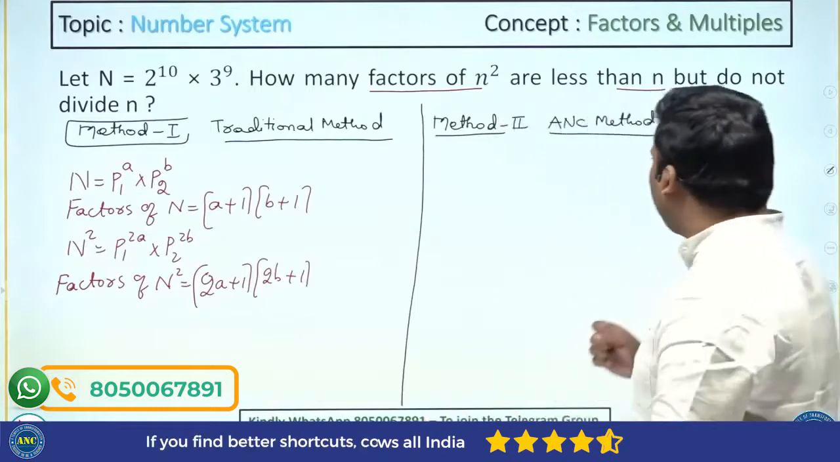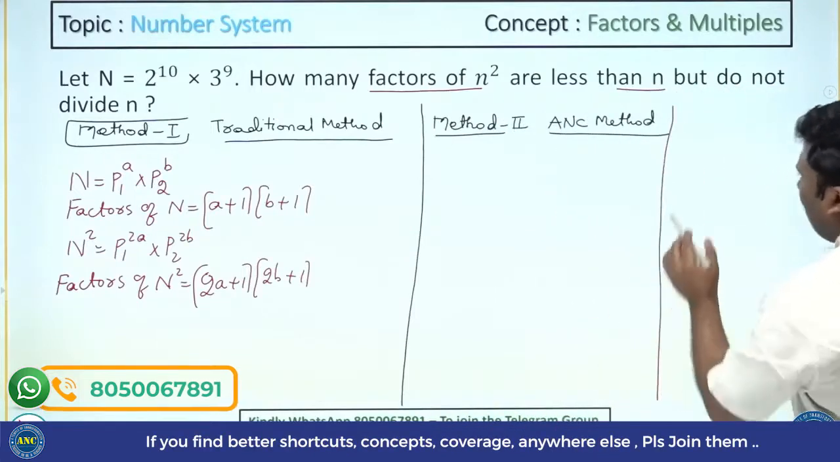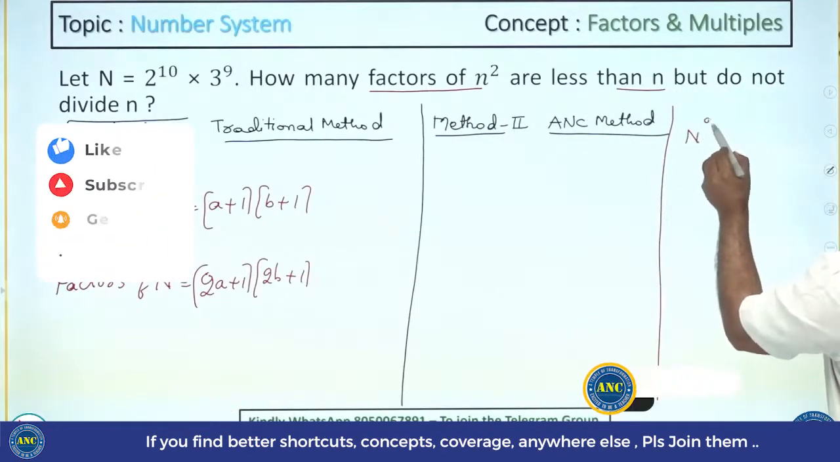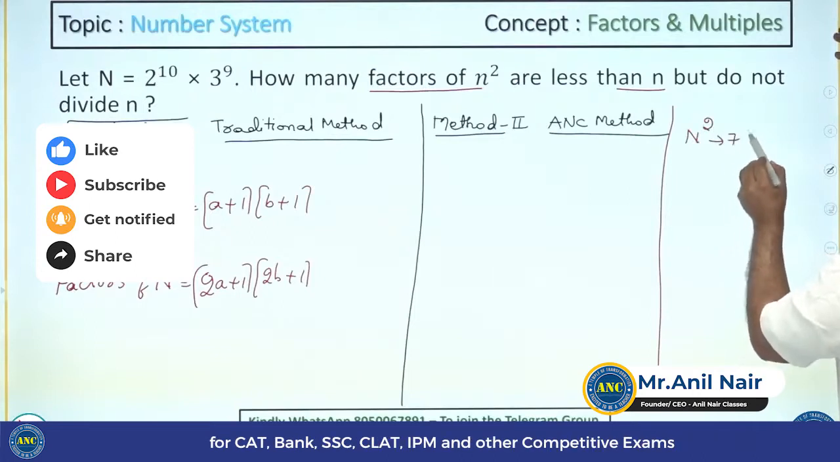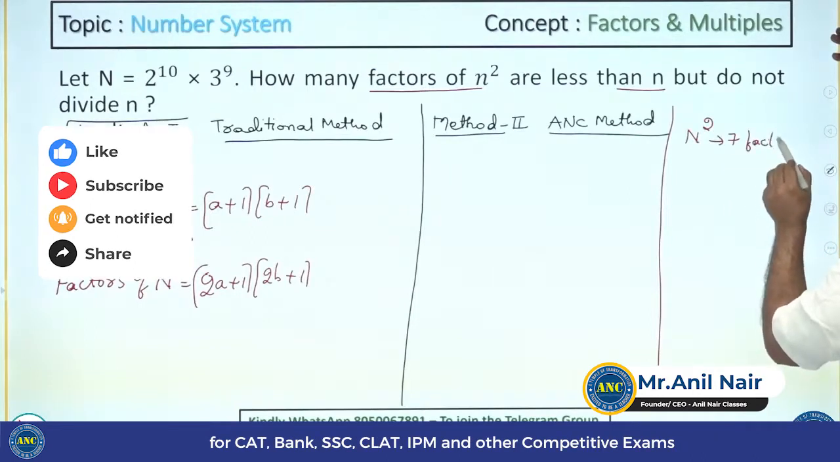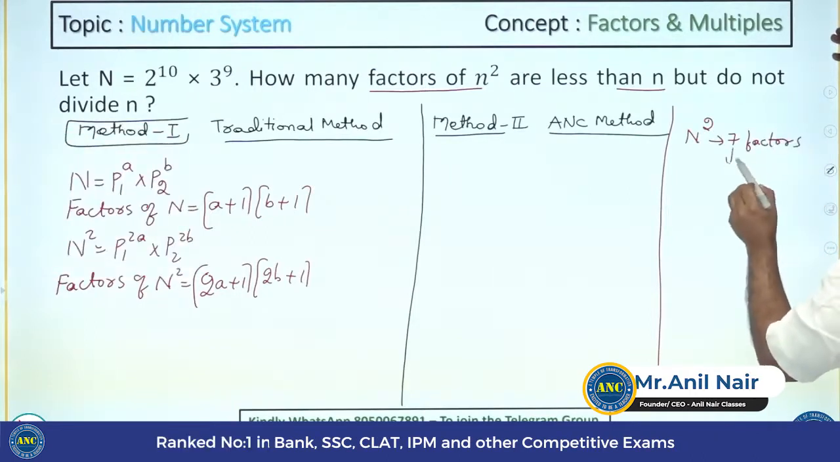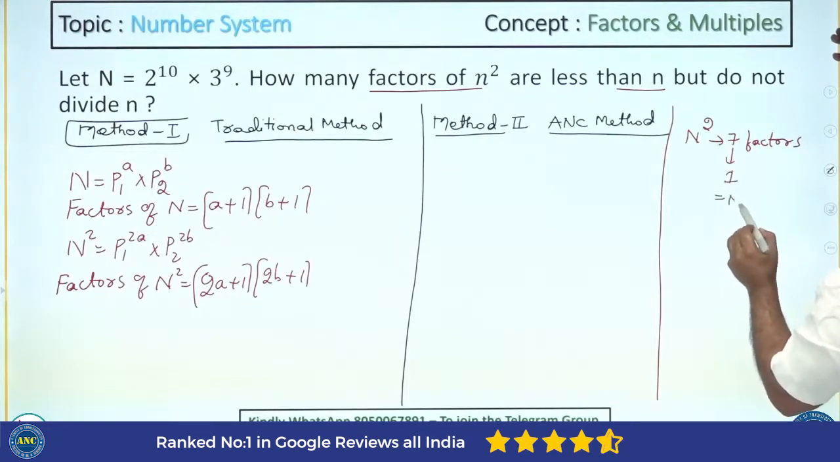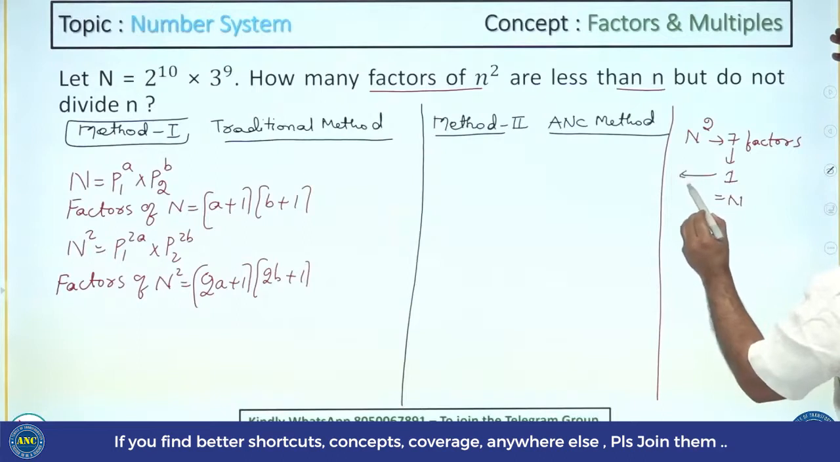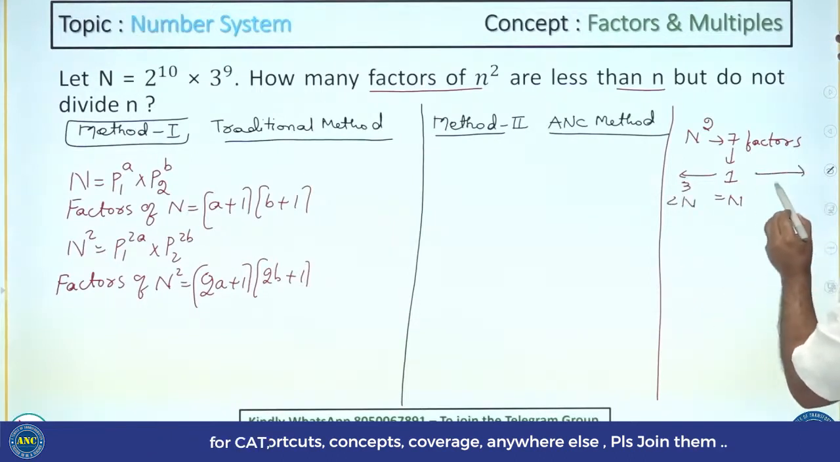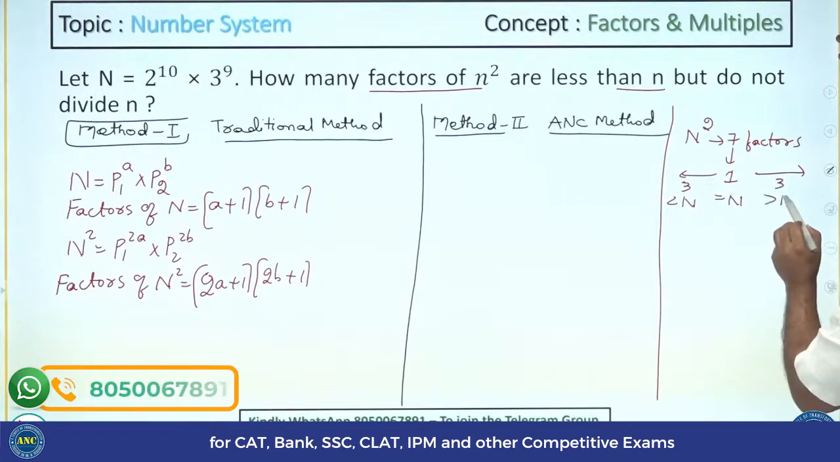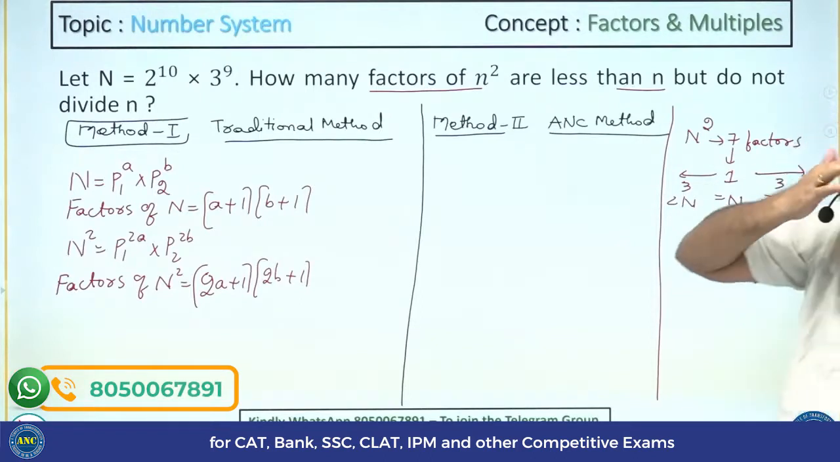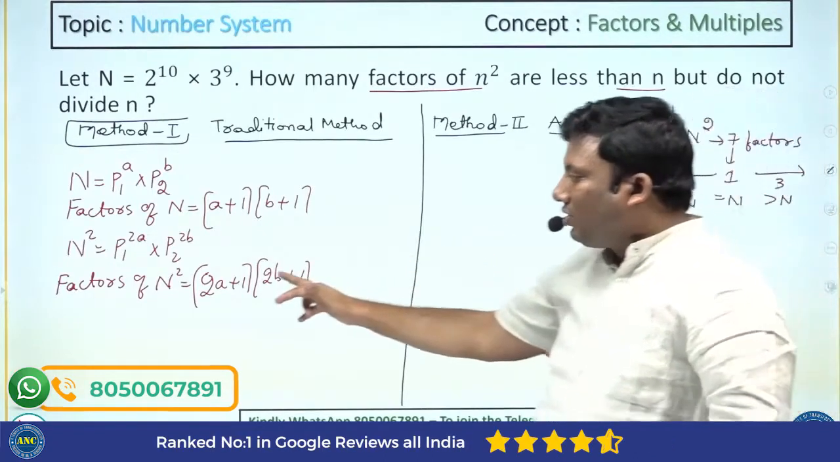Yesterday I discussed one important concept. See here, if n square has 7 factors, that means it is a perfect square. One factor will be equivalent to n. Of the other 6 factors, 3 factors are less than n and 3 factors are greater than n. I hope you remember this logic.